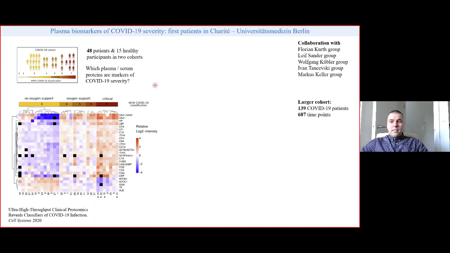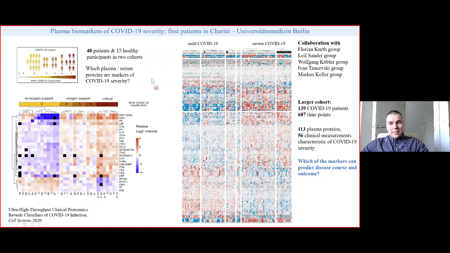Since May, we've been working on data from a much larger cohort. It's now 139 different patients, almost 700 different samples, corresponding to multiple time points per patient. And this heat map of different proteins in different patients now looks like this. Here are mild patients, here are severe patients, and here are different features measured. This time, in addition to proteins, we also had a compendium of clinical information: over 80 different clinical lab values measured, and 56 of them are differentially expressed depending on the severity of the coronavirus.